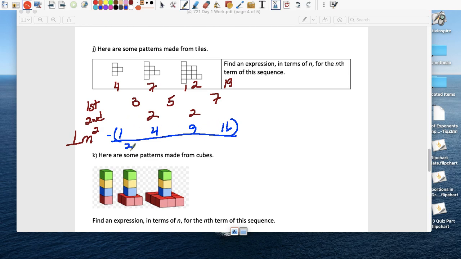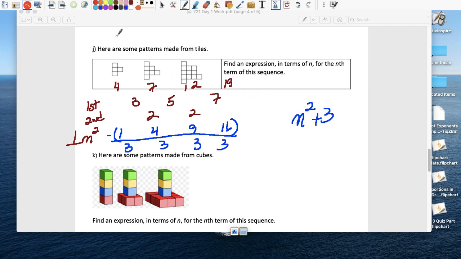We're left with 3, 3, 3, 3. So there's no sequence left over. It's just the same 3, 3, 3, 3. So there is no sequence. So that means that for this particular pattern, the nth term is n squared plus 3.